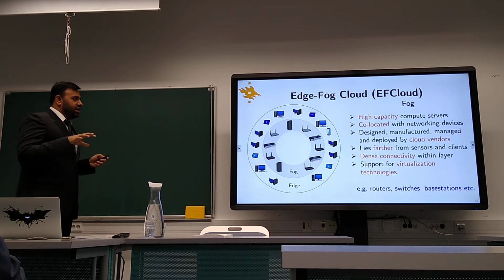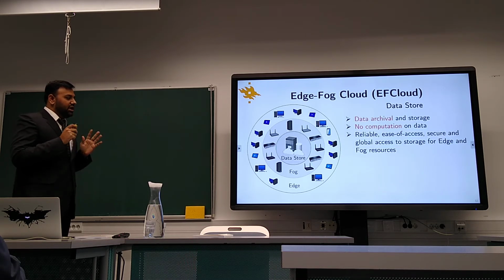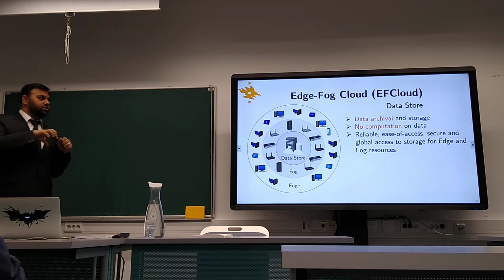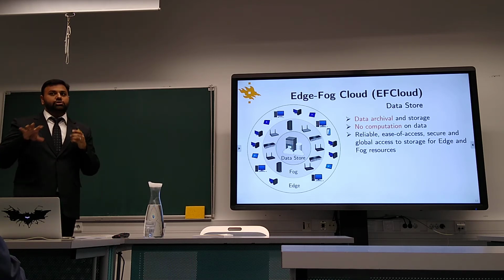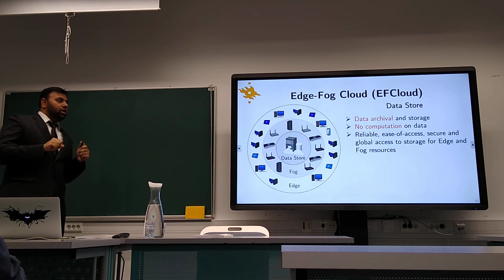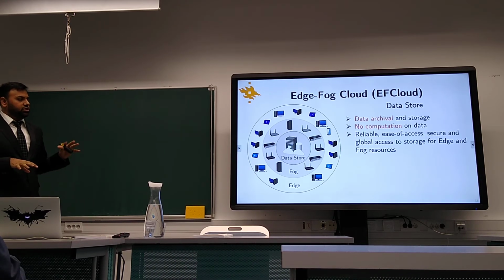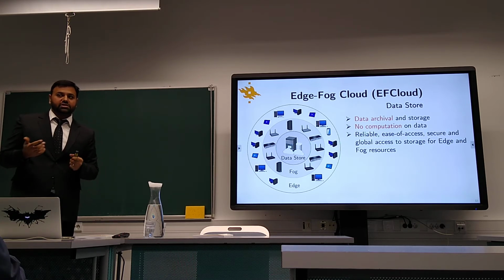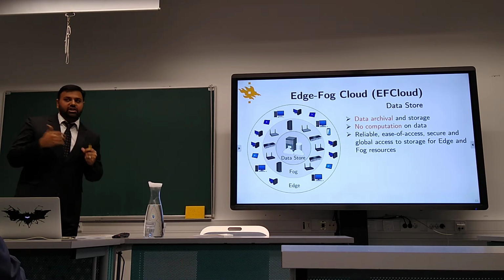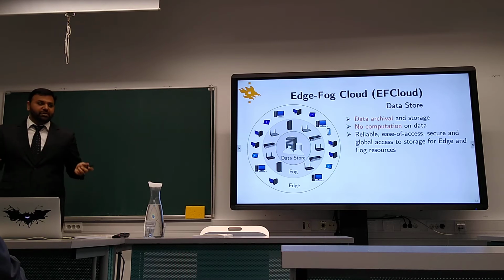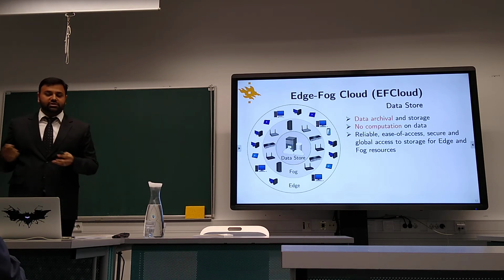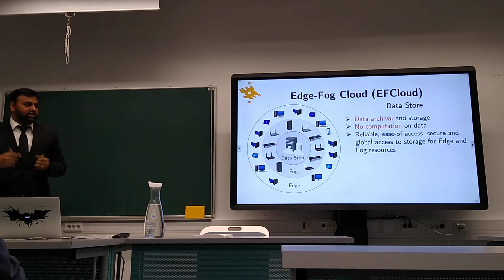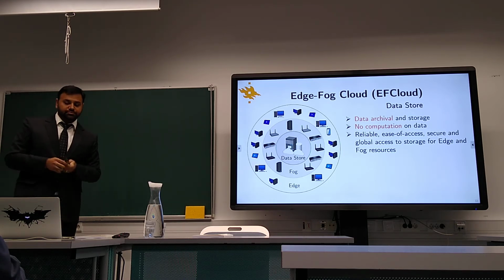The core of this entire edge-fog model is the cloud, which we essentially make a data store. The cloud is no longer capable of doing computations; it's only used for data archival and storage purposes. The reason we're doing this is because most of the devices on the edge and the fog have very limited storage capacities. So the data store provides them reliable and easy-to-access storage, irrespective of their locations and networking capacities, so that the computations running on this model can run without any problems.